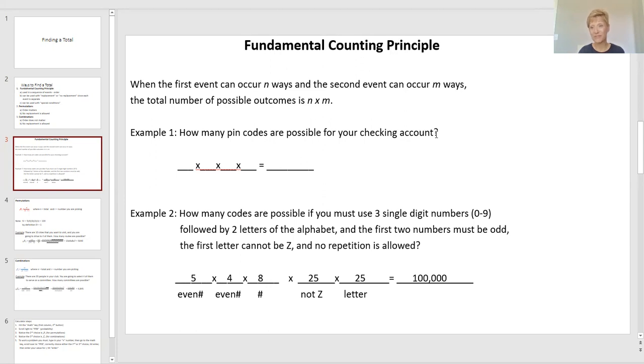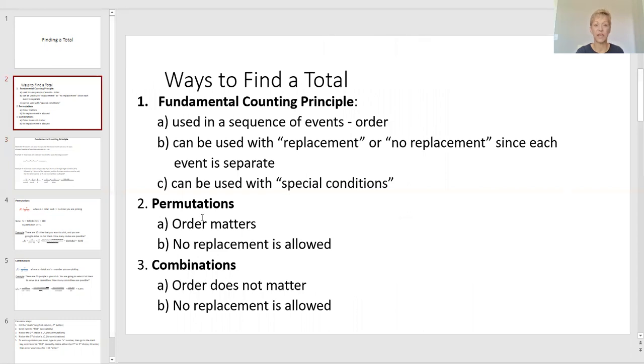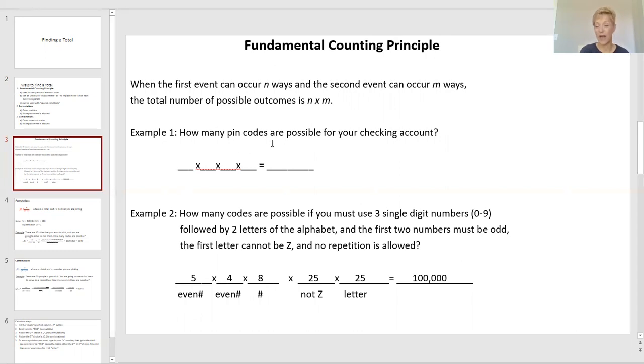Well, order matters. And like in my PIN code, one of my numbers is repeated. So that's the reason that I would not be able to use this thing called permutations, because with permutations, you can't repeat something. So no replacement, no repetition is allowed. Okay, so think about how I would do that. Now think about all the single digits when you type in your PIN code. One of your numbers might be a 0 or a 1, a 2, a 3, a 4, a 5, a 6, a 7, a 8, or a 9.